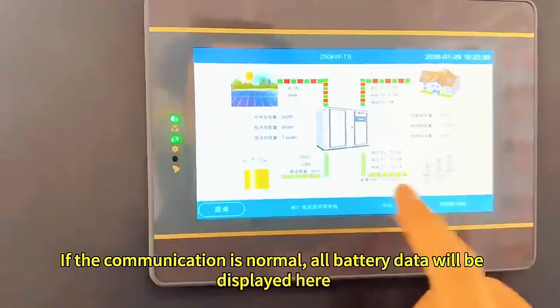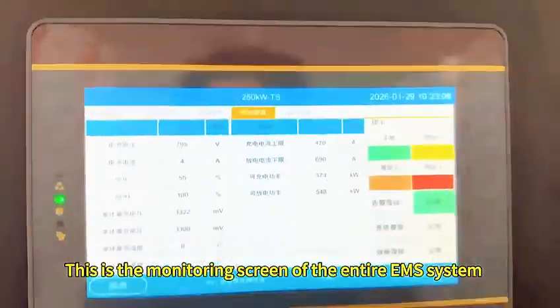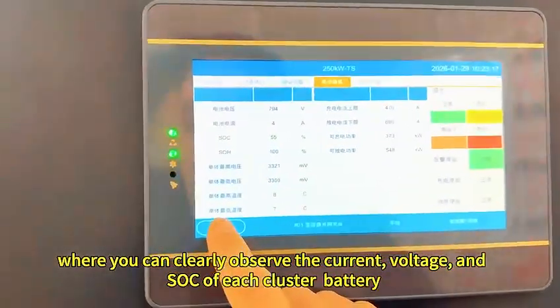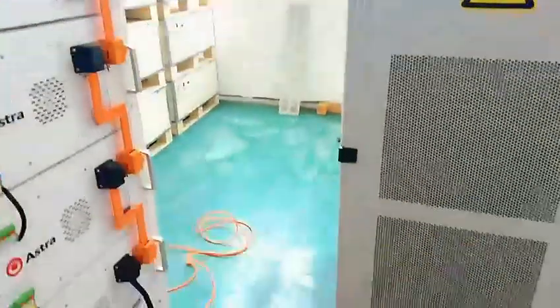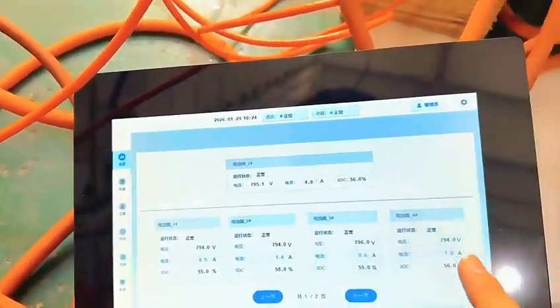Here is the control screen of the PCS, where you can see the display status of the entire system, including PV, load, grid, and battery. If the communication is normal, all battery data will be displayed here. Screen of the EMS system, where you can clearly observe the current, voltage, and SOC of each cluster battery.